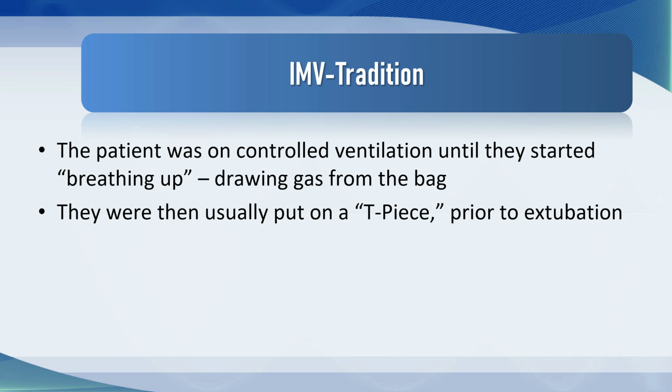This is essentially a piece of tubing with high flow running down one end and a PEEP valve on the other end, where PEEP will be drawn at 5 centimeters of water or more. Essentially, it was a resistance to exhalation, so it pushed pressure back up the tubing. That's what a T-piece is prior to extubation.